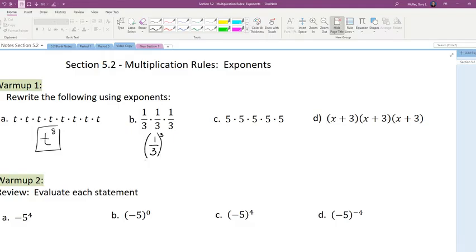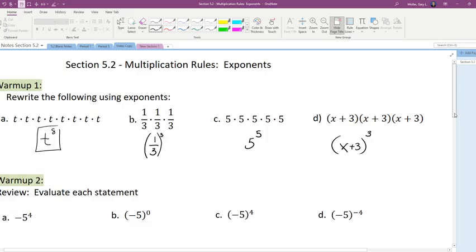All right, 1, 2, 3, 4, 5 fives, so 5 to the 5th power. In this case, maybe a little bit weird, but we have 3 things being multiplied together 3 times. So we just have x plus 3, and we're going to do that 3 times.